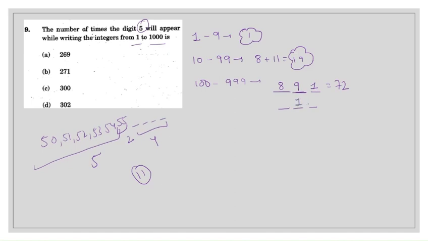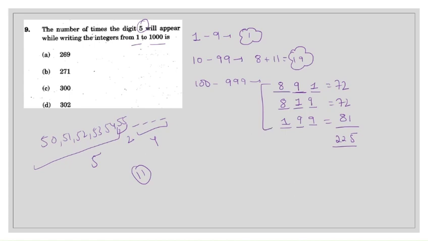Then if you check for the tens place, here again 9 digits can come, and here again 8 digits. So it will again be equal to 72. But when 5 is here at the hundreds place, then here 9 digits can come, and here also 9 digits. So it will be equal to 81. After we add this, we will get 225. But we are missing the times when 5 appears at all the 3 places and at 2 places.